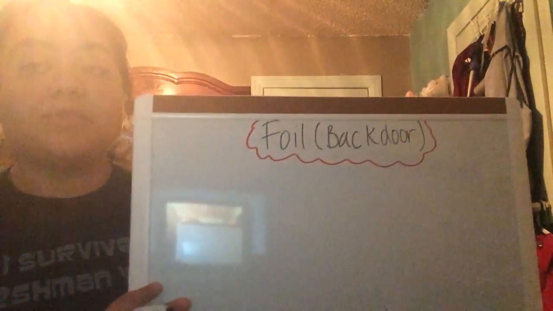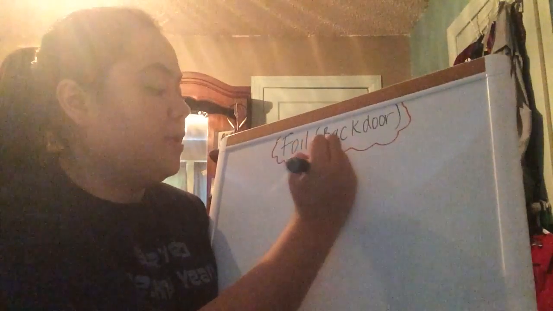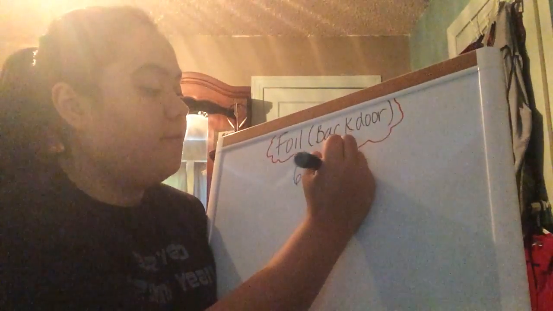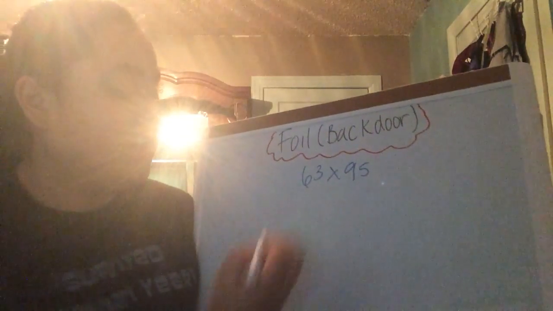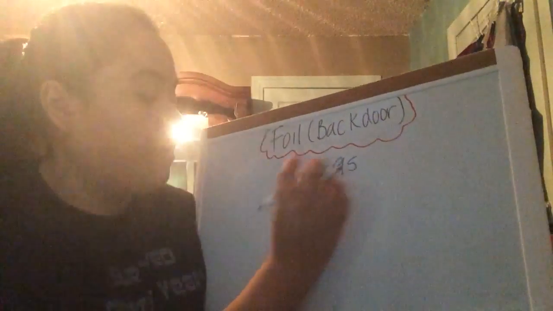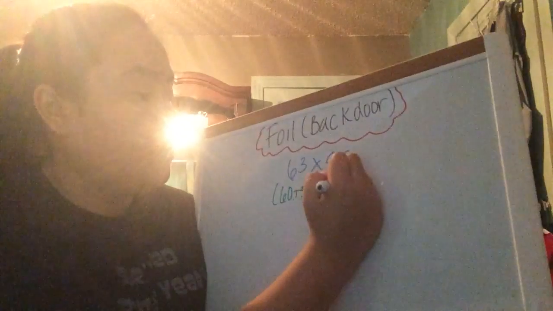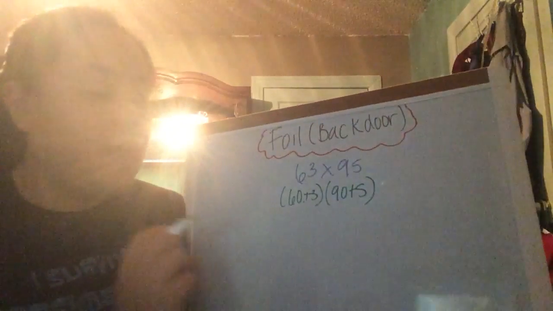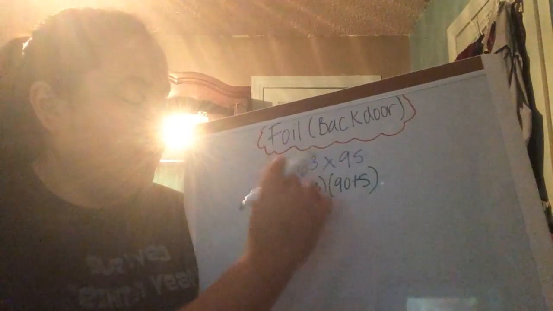So the strategy that I'm going to be doing first is FOIL backdoor, and the way that this works is you take your equation. I'm going to use 63 times 95, and the first thing that you do is you separate your place values. So this one's going to turn to 60 plus 3 times 90 plus 5. And now you have to do outer to inner and inner to outer.